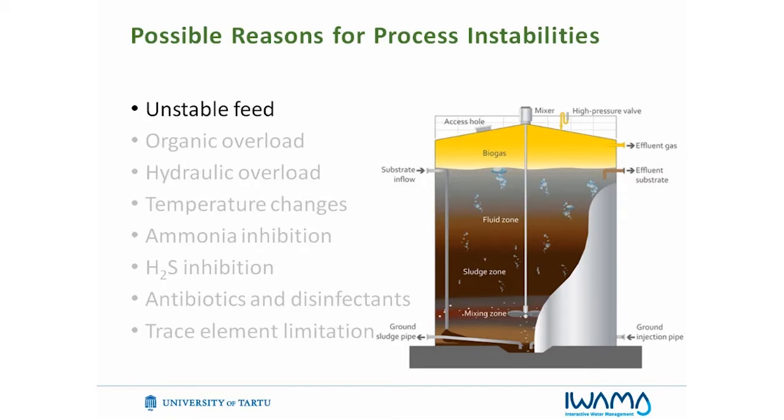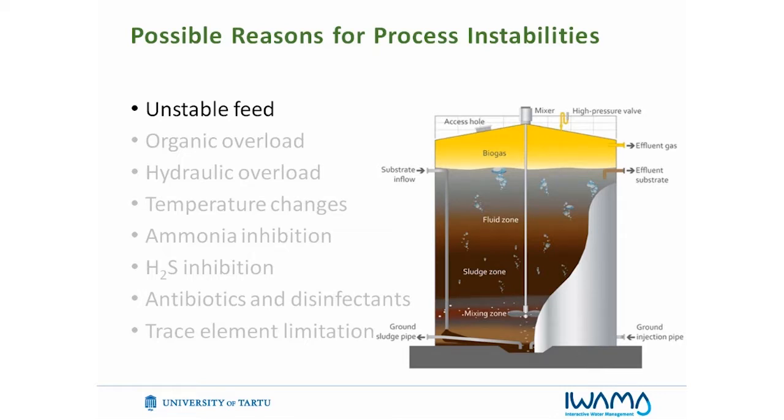So, if we talk about reasons of possible instabilities, if we start to increase co-digestion, for example, then one is stability of the feed. So the feed stability mainly comes from the co-digestion, from the other substrate, because the surface sludge and primary sludge removal from the process is quite stable.